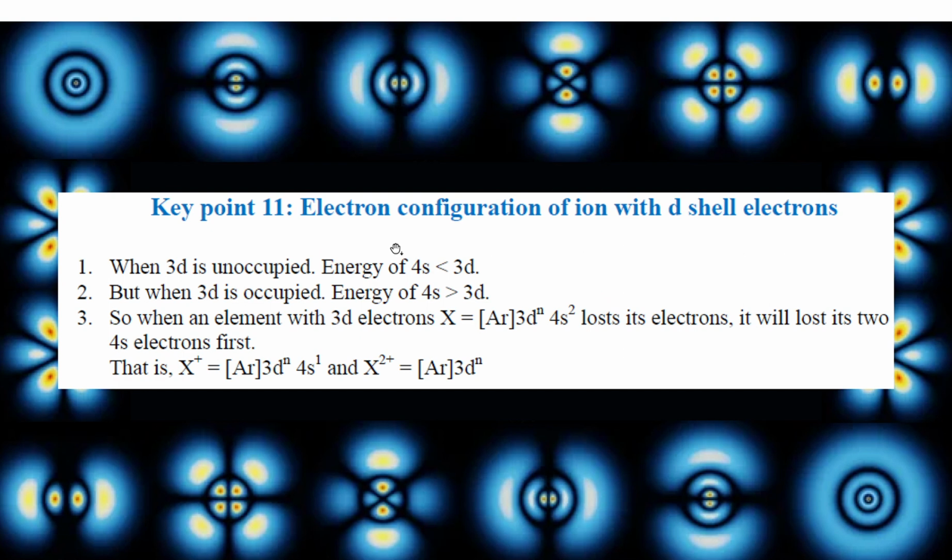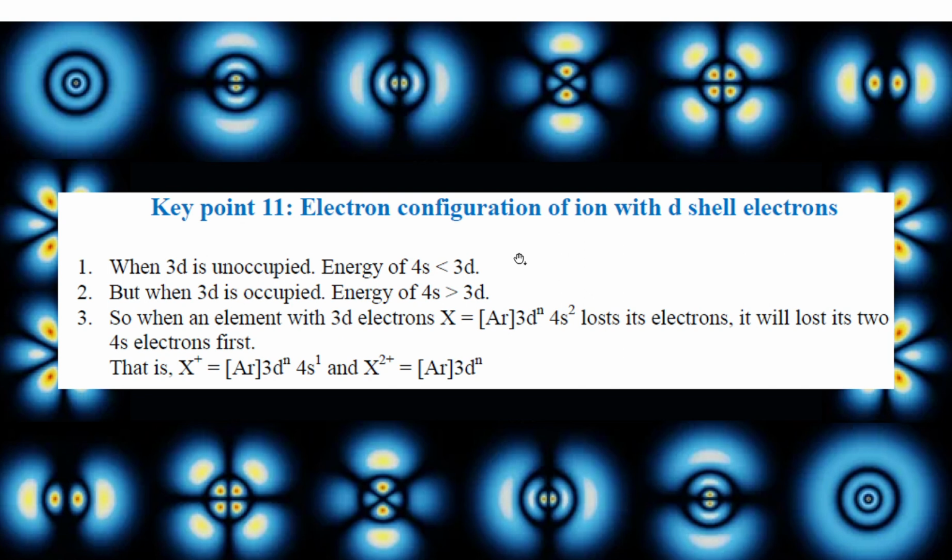And then the other concept is different. Okay, we have the sequence. Remember, we said that 3d energy is lower than 4s, but it is only for the unoccupied state. When this is unoccupied, the 3d is higher energy than 4s. There's a reversal. Normally, it should be 3d lower than 4s, right? But with this unoccupied, 3d energy is higher than 4s. But if it is occupied, the sequence comes back. 4s has higher energy than 3d.